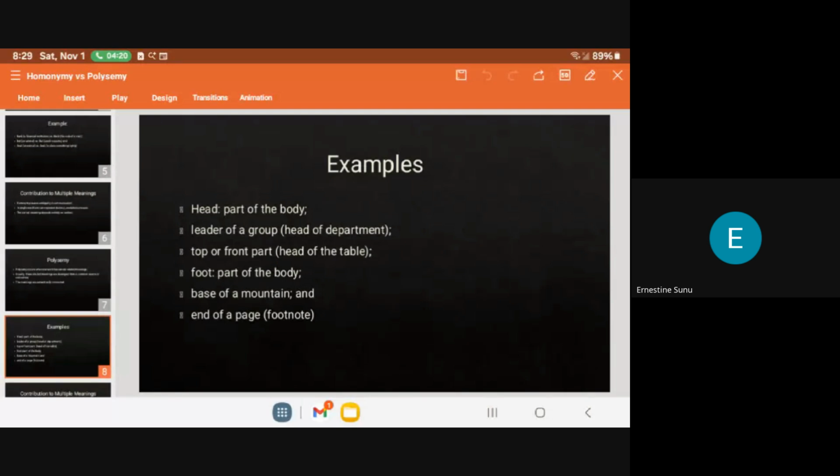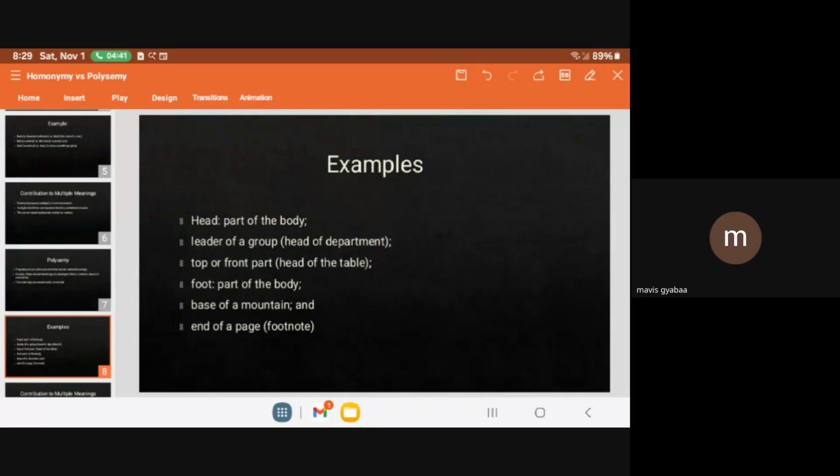If you talk about head as part of a table, then you are referring to the front of the table. So in this case, when you use the word head in different contexts, the meanings are about the same, because you are referring to someone or something that is in front, or someone or something that is at the top. So you see that the meanings are about the same.